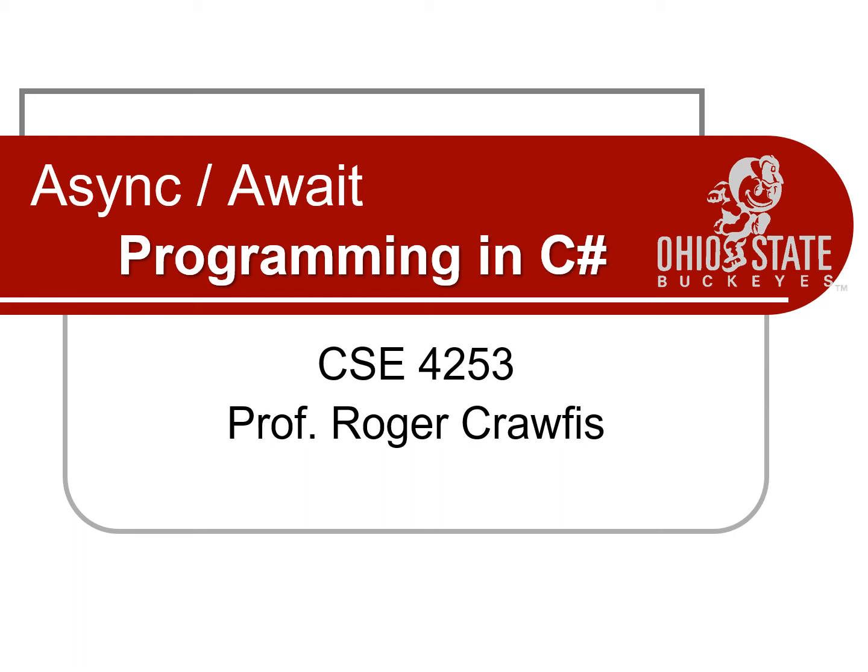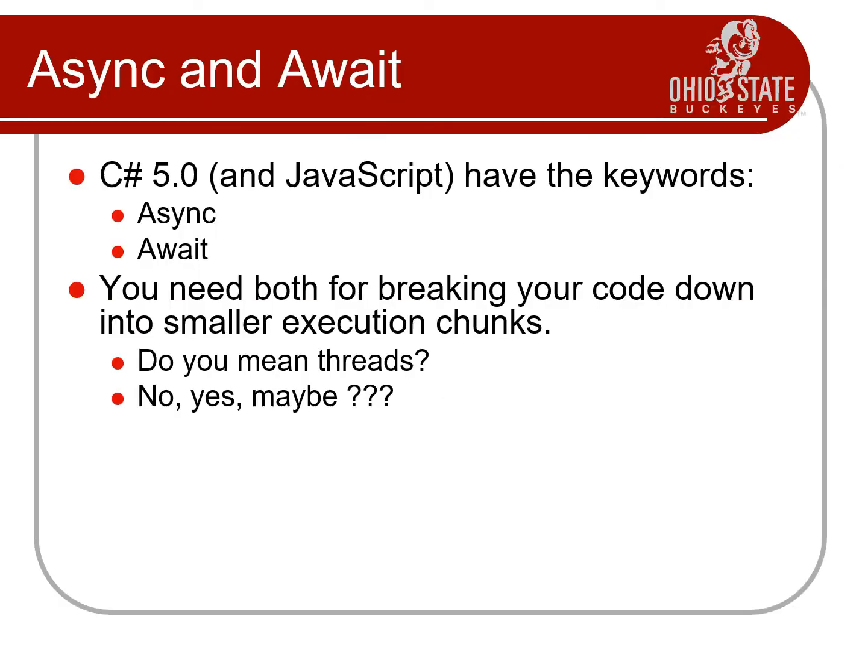All right, welcome back. So one of the fundamental aspects of programming that was added in C# 5 was async await. These help you deal a lot more easily with parallel programming or executing things in different threads. Both C# and JavaScript have these keywords async and await. If you use both of them together, the compiler will automatically help you and break your execution of your code into smaller chunks.